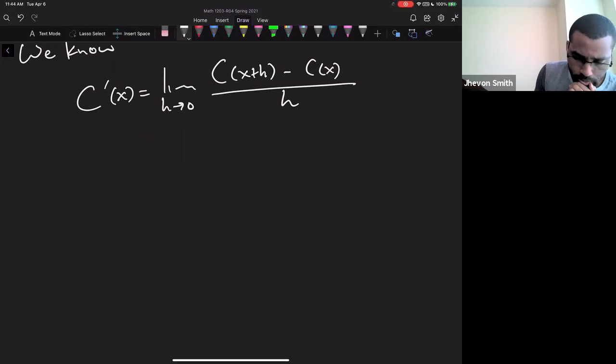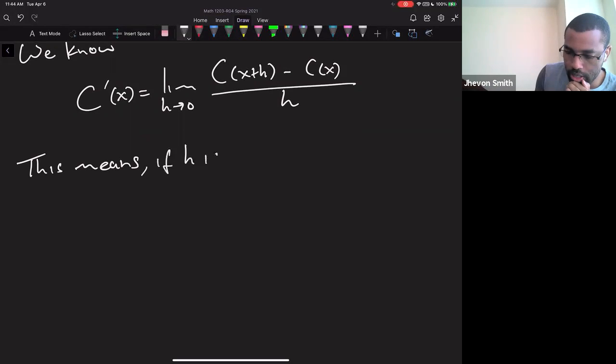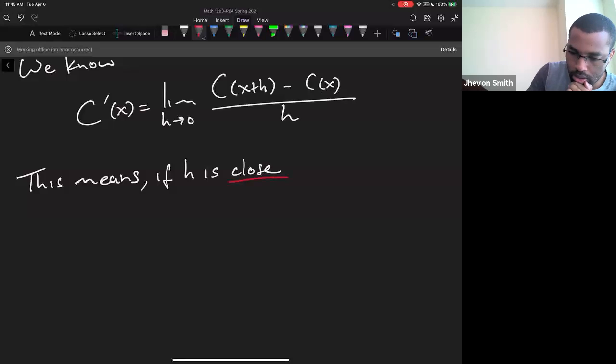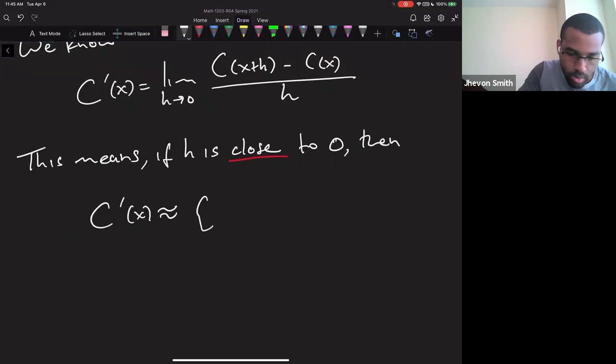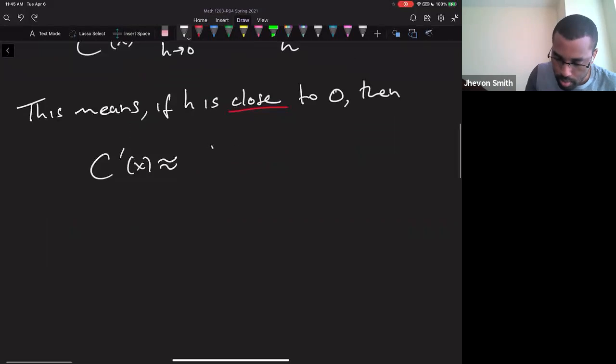This means if h is close to 0, then we can use this as an approximation. The derivative is going to be approximately equal to this expression on the iPad.